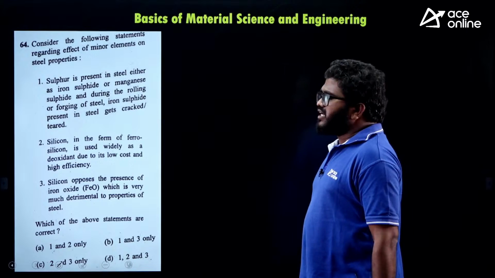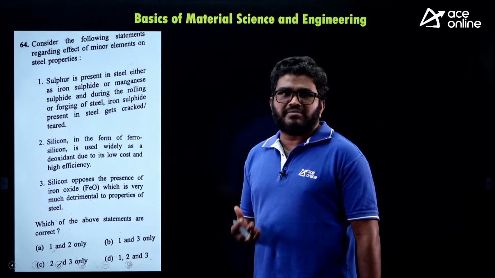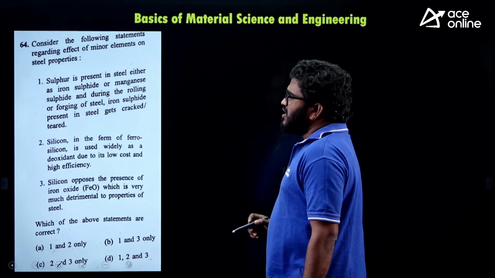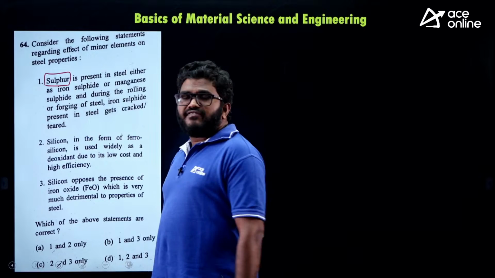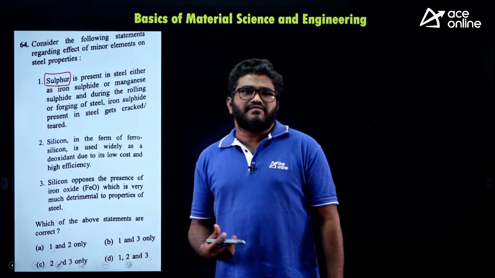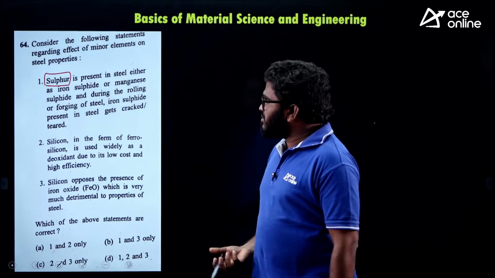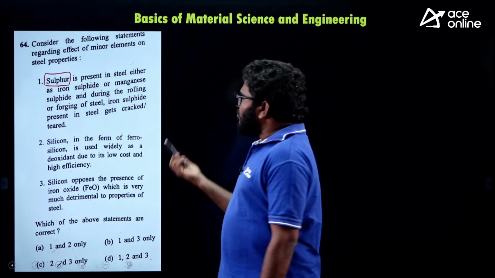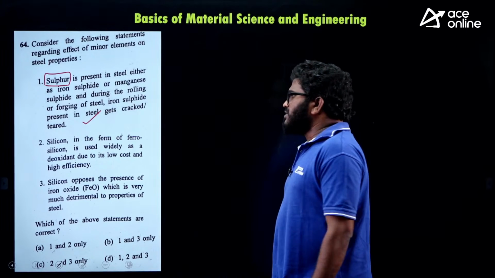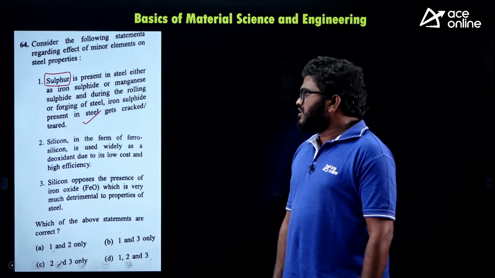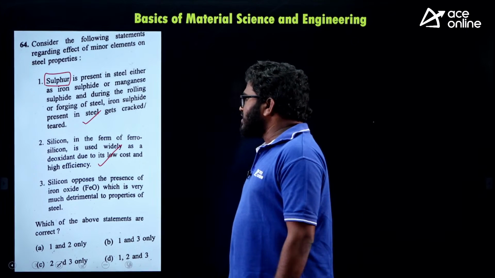Next, another question related to the alloying elements in steel. By adding alloying elements, what is going to happen in the steel? The first statement is related to sulfur. If the sulfur quantity is high in steel, sulfur reacts with iron and forms iron sulfides, so the material becomes more brittle. What is given in the statement is absolutely correct. The second statement is related to silicon. Silicon is a very good deoxidizer. So the second statement is also absolutely correct.